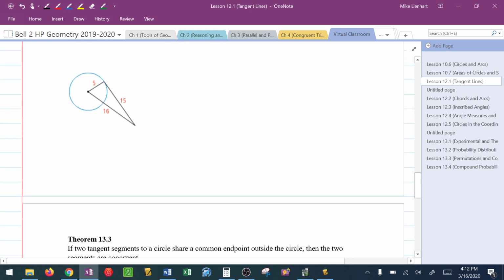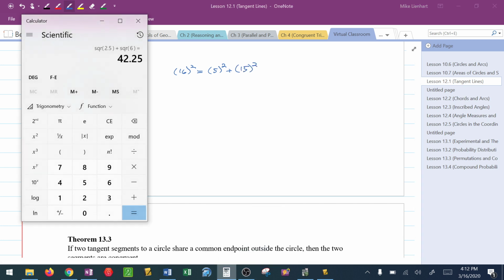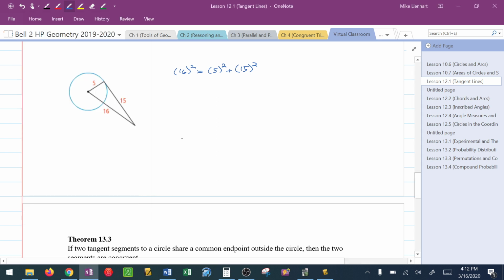In this next picture, I'm going to assume that the right angle is between the 5 and the 15. So then I would say, all right, is 16 squared equal to 5 squared plus 15 squared? All right, let's again use the calculator. What's 16 squared? 16 squared is 256.